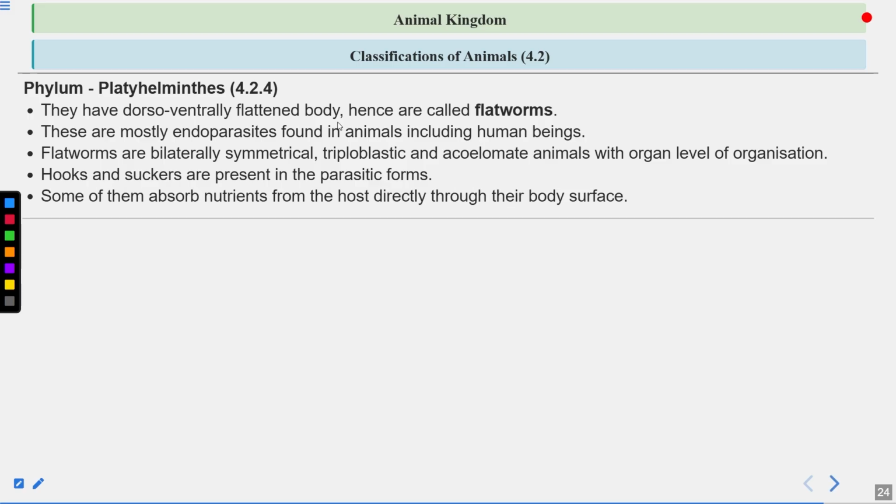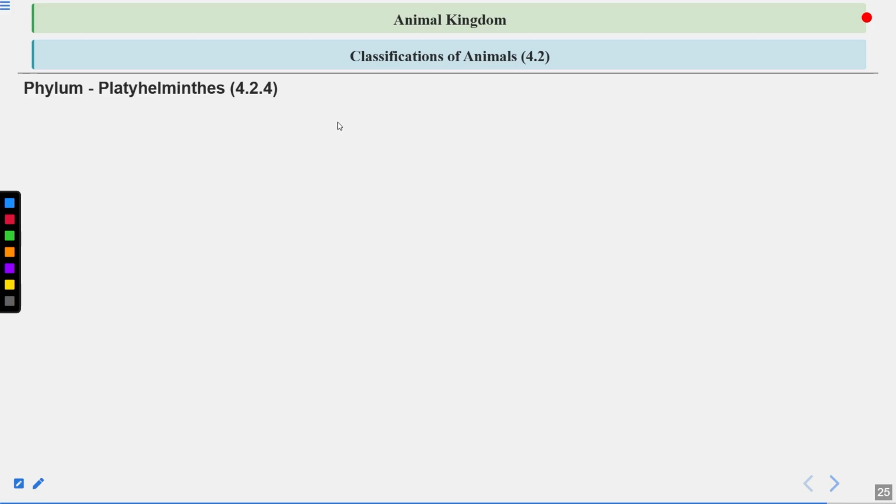Some of them absorb nutrients from the host directly through their body surface, and that is why they do not have a digestive system. Their whole body surface can absorb the digested food material as they are present inside the intestine. So in the intestine, when the complete digestion is there, all the nutrients are absorbed by these worms. Specialized cells called flame cells help in the process of osmoregulation and excretion.